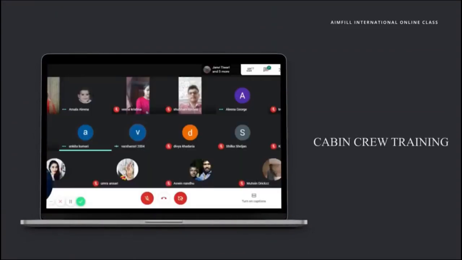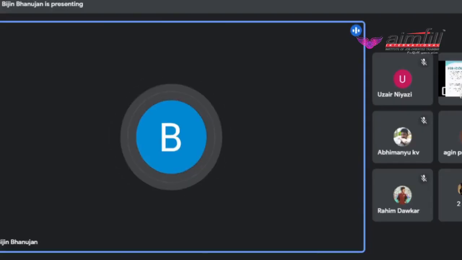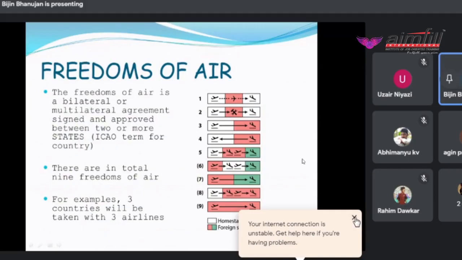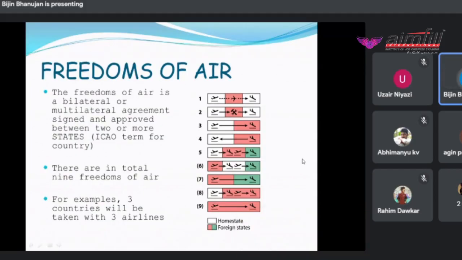Here we go. Freedoms of air. Yesterday our portion we covered was freedoms of air. So can anyone tell me the first freedom of air?